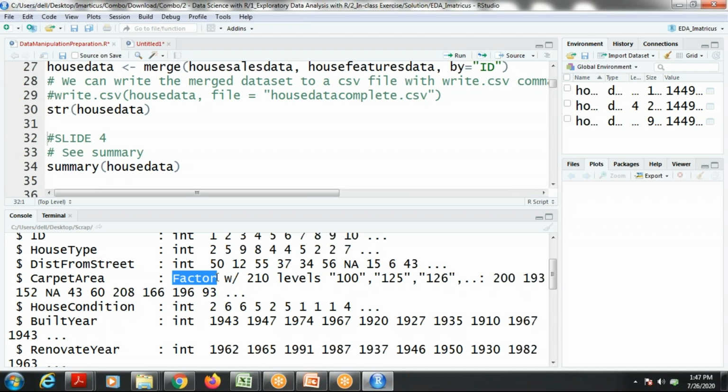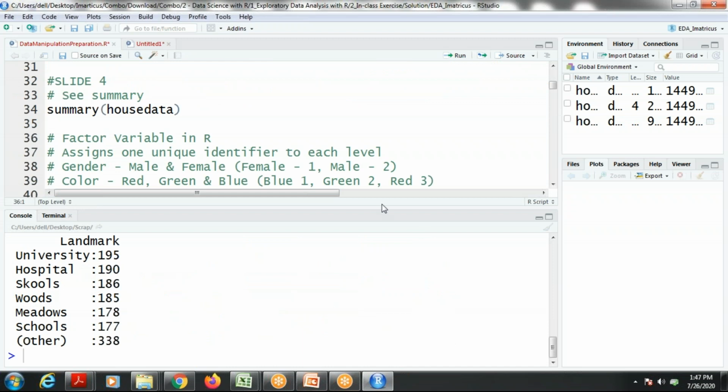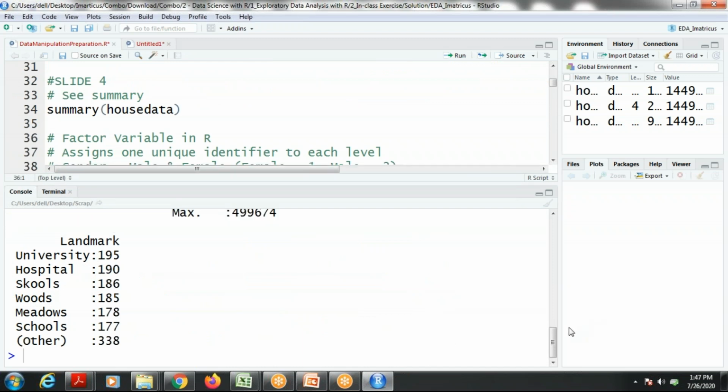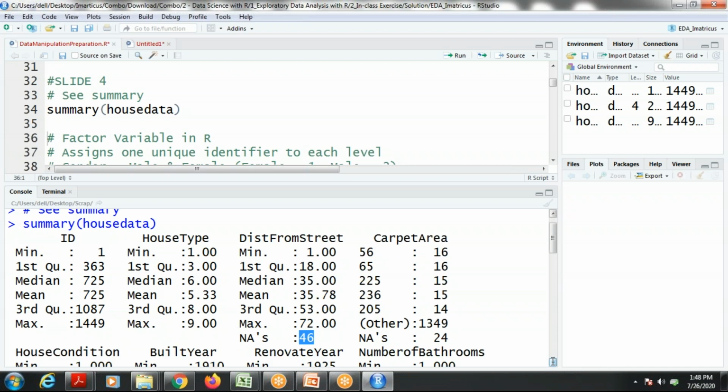Now we are going to run the next one, called summary. When I run the summary, I will be getting some information. Look here. It is saying that house type is a number. So you are getting all statistics. Distance from street, all statistics. It is saying that there are 46 missing values in the distance from the street.